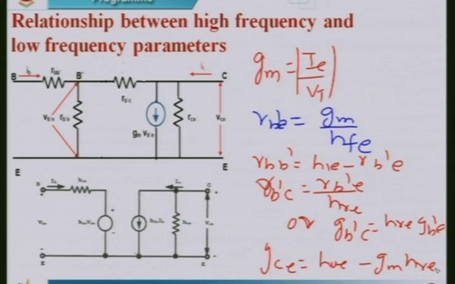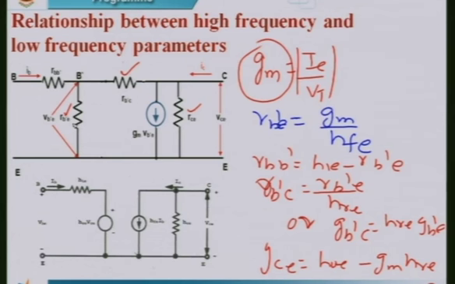If you observe the relationship between the resistances rb'e and rce, all depend on the gm value. This means that if you know the transconductance of a transistor, we can determine the exact values of the resistances at high frequencies, that is rb'c, rb'e and rce.